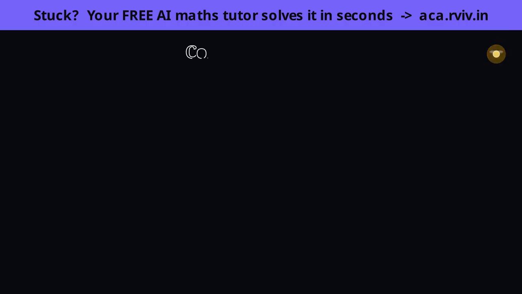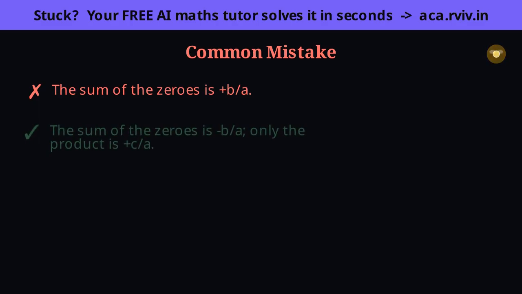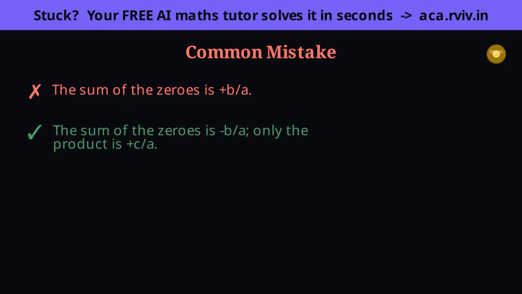The number one trap in this chapter: the sum of the zeros is minus b over a, not plus. Where does that minus come from? When you expand the factors, the middle coefficient b comes out as minus the sum, so undoing it puts the minus back on the sum. It's not arbitrary. And the product is the friendly one, plus c over a, because c comes out as the product directly, with no sign flip.